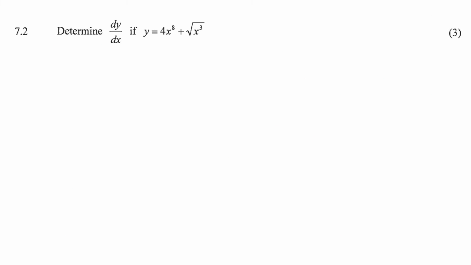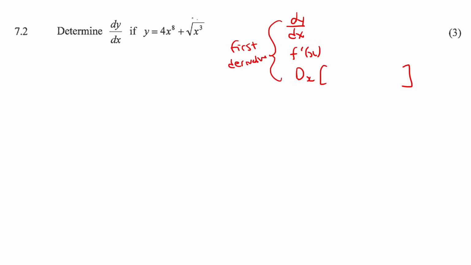Okay, yeah, they want us to determine dy by dx. If they ask us to determine dy by dx, or f prime of x like that, or d by dx like that, it all means the same thing. It all means first derivative. Okay, so to be able to take the first derivative of this, we need to fix it up a little bit first. Specifically, we can't have this root like that. So we rewrite it in a different way.